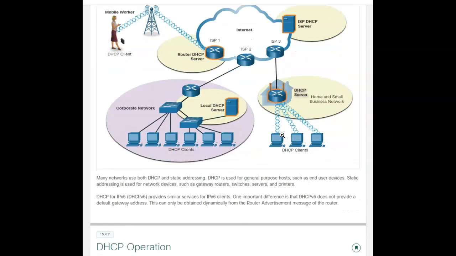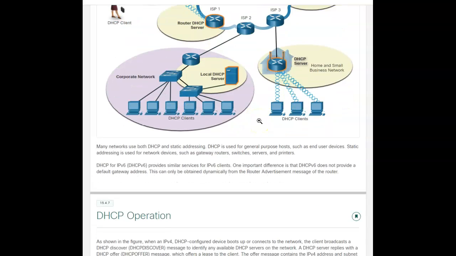Now, DHCP for IPv6 is similar, but the difference is it doesn't provide a default gateway address, so you just want to keep that in mind. DHCP for IPv4 gives you the IP address, subnet mask, default gateway, all of that stuff, and DNS server information. For IPv6, it allows the router to advertise that information, so the server doesn't have to handle it.